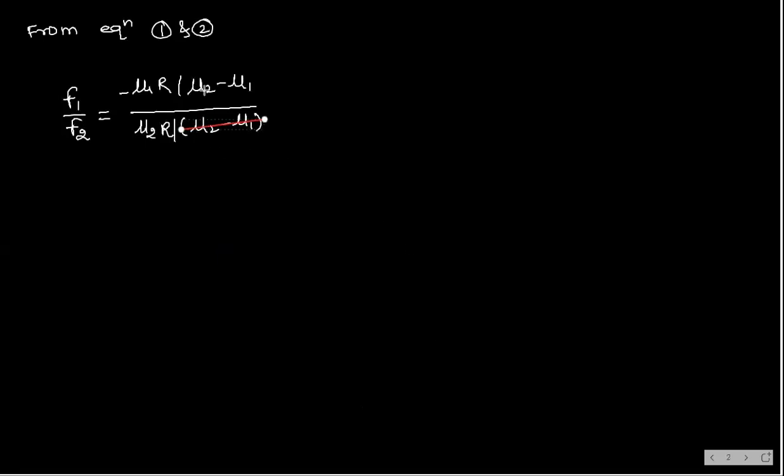This mu2 minus mu1 cancels. This R and this R also cancel. So what relation are we getting? F1 by F2 is equal to minus mu1 by mu2. Okay? Just divide 1 and 2, you will get the answer. F1 by F2 is equal to minus mu1 by mu2. Right?